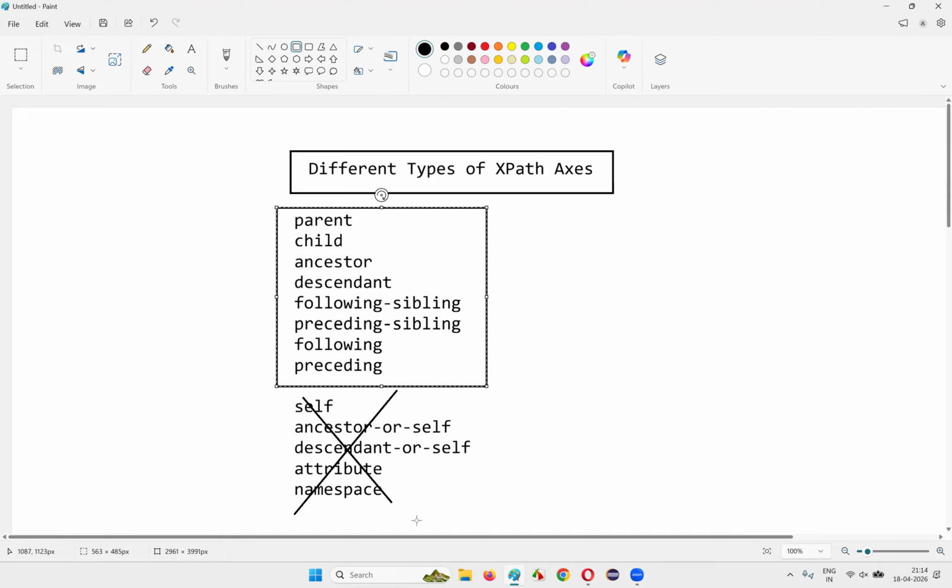This one is only for knowing that there are 13 axes. These we are not going to use in our XPath expressions. Okay, so these are the most used axes in XPath expressions for locating the UI elements on the web pages.